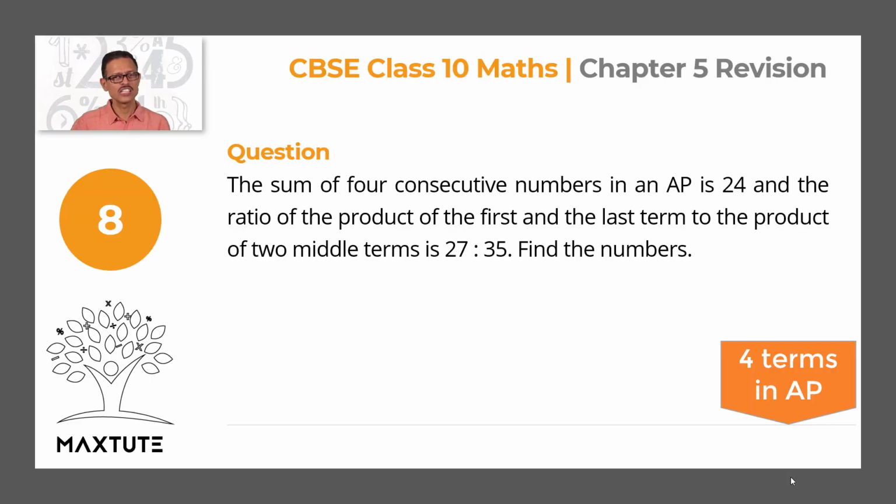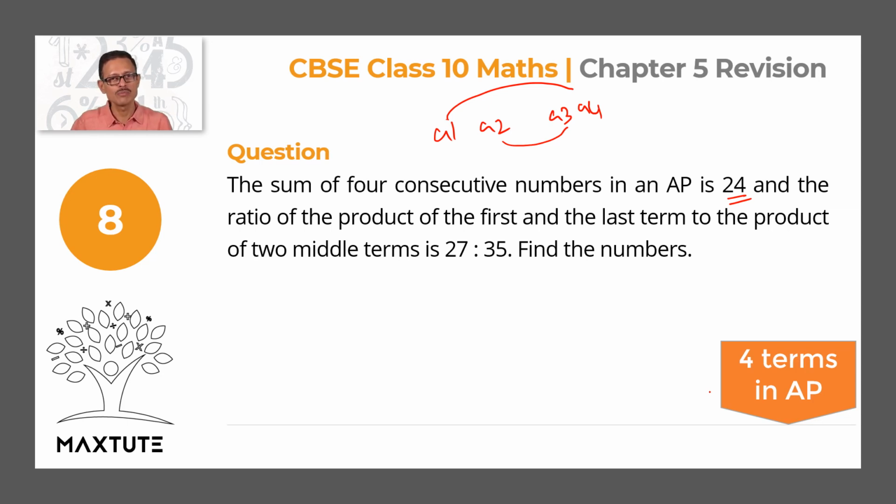The last question, it's a lovely question, is going to help us understand some very core idea about how to look at a set of terms in an AP. The sum of 4 consecutive numbers in an AP is 24. And the ratio of the product of the first and the last term. So we have 1, 2, 3, 4 terms: a1, a2, a3, a4. They're saying the ratio of the product of the first and the last to that of the product of the middle 2 terms is 27 is to 35. We need to find out what are these 4 numbers.